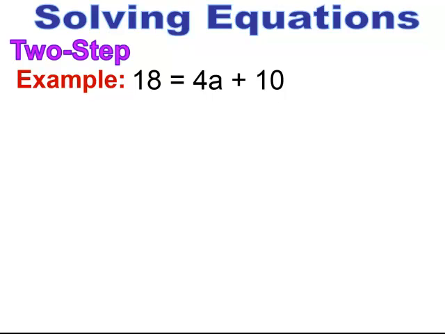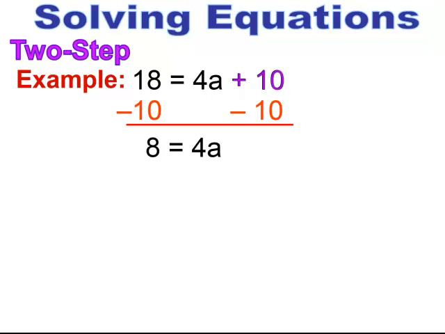So I'm still working with the two-step equation, except the variable that I need to solve for is on the right-hand side. I still work the same process. I want to get rid of the plus or minus first, and I have a plus 10, so I need to subtract it from both sides. So I end up getting 8 equals 4a.